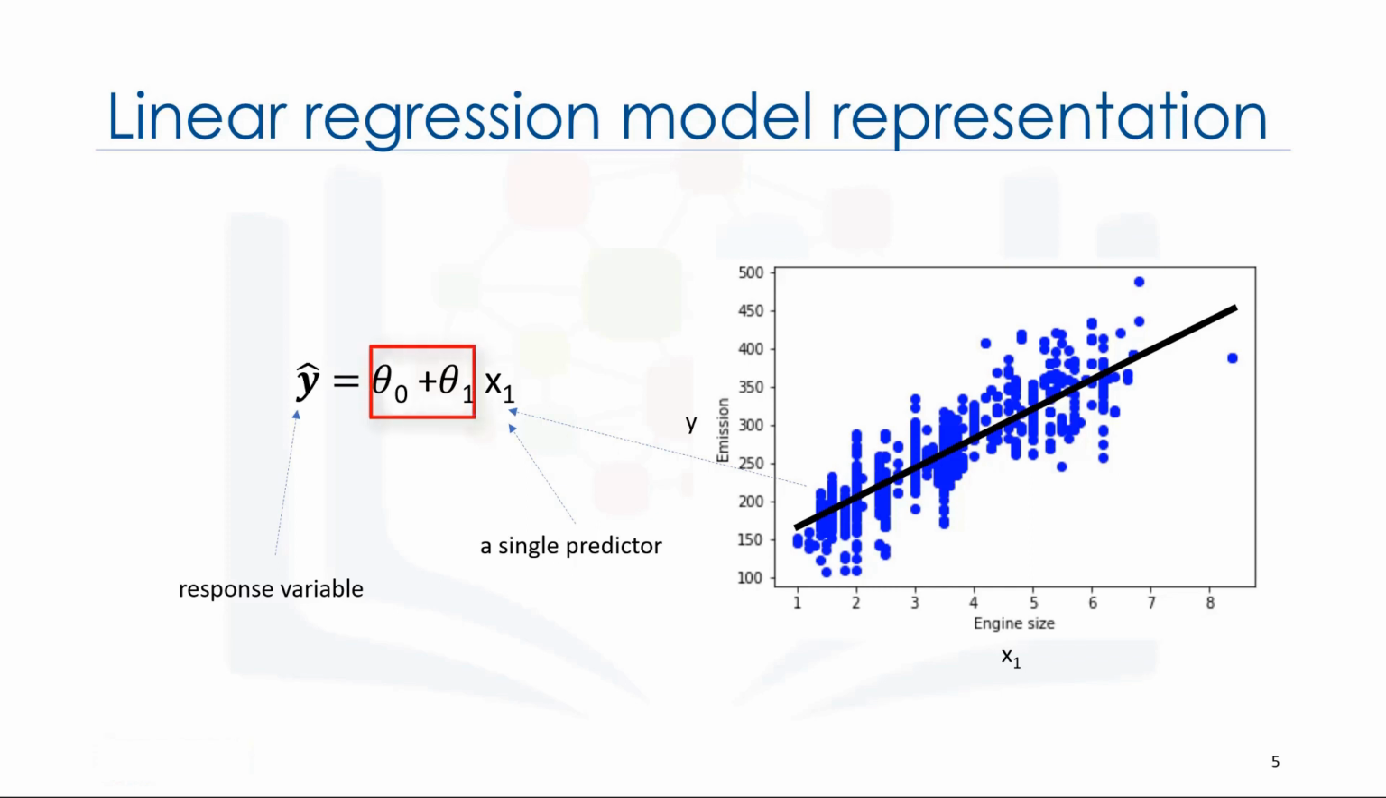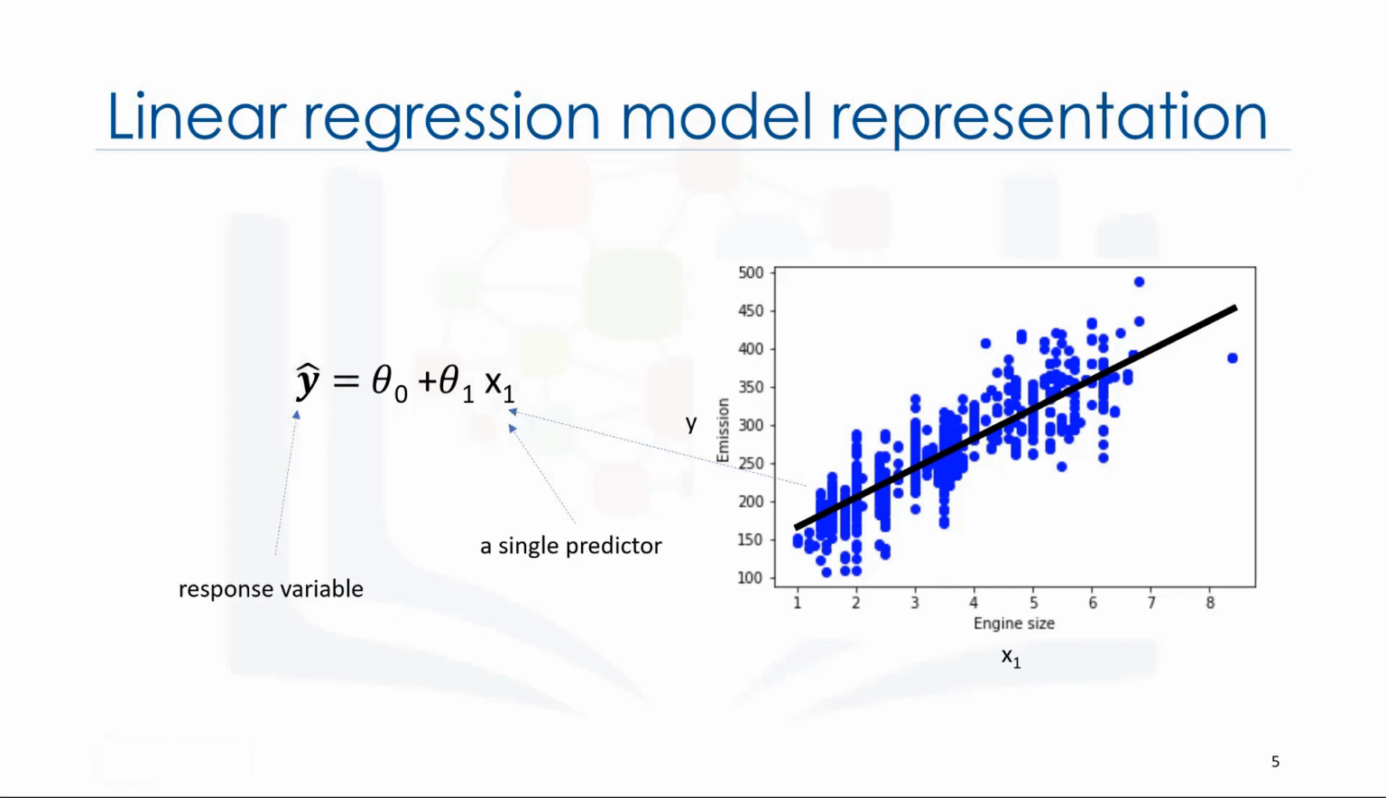Theta 0 and theta 1 are the parameters of the line that we must adjust. Theta 1 is known as the slope or gradient of the fitting line, and theta 0 is known as the intercept. Theta 0 and theta 1 are also called the coefficients of the linear equation. You can interpret this equation as y hat being a function of x1, or y hat being dependent on x1.